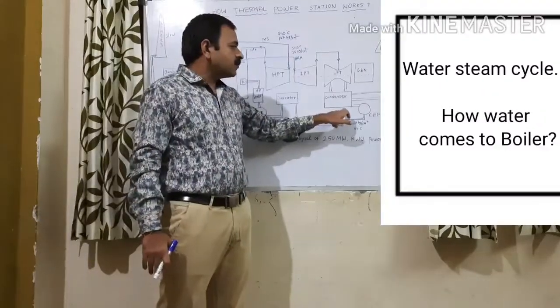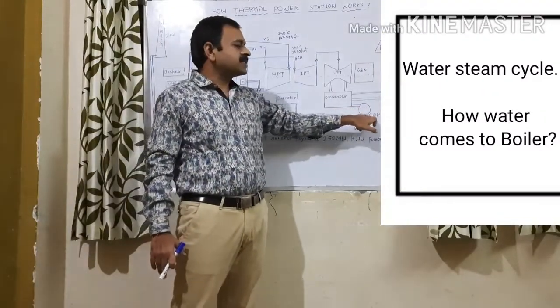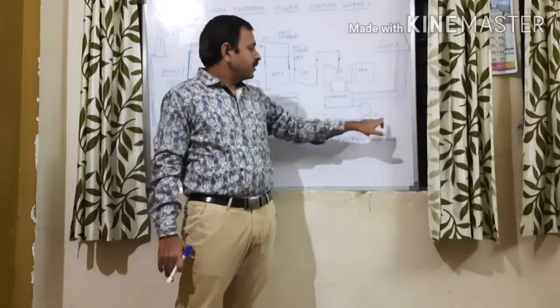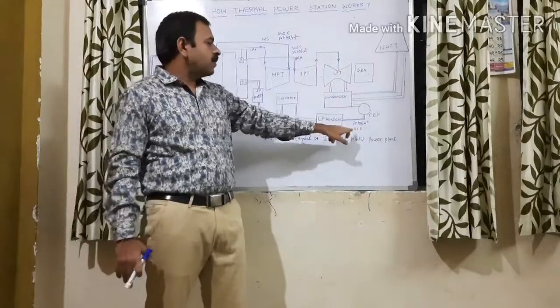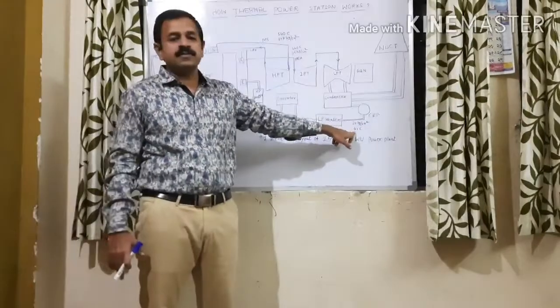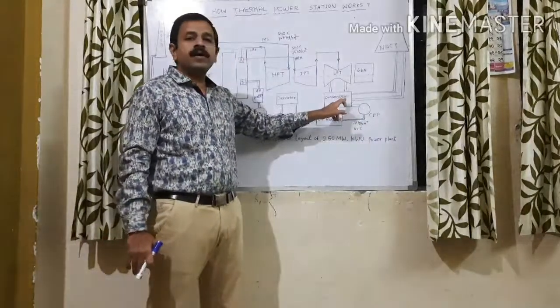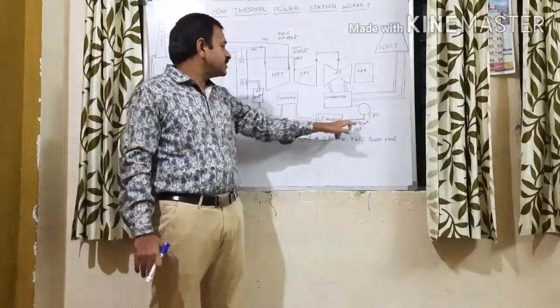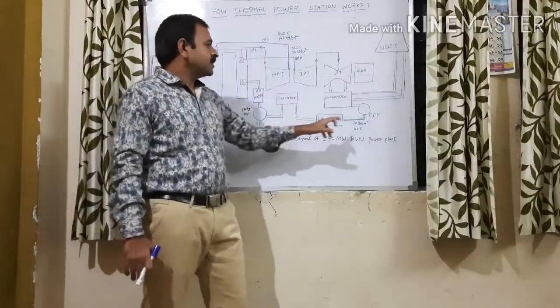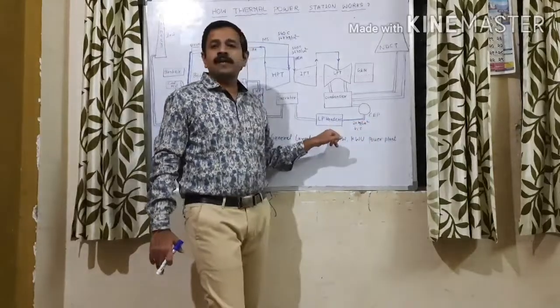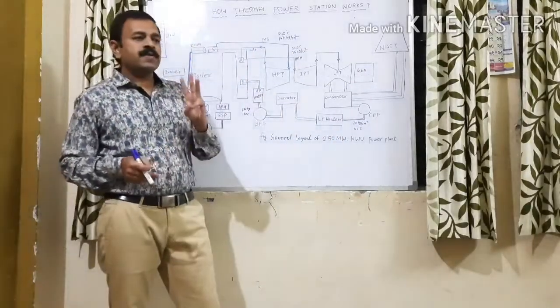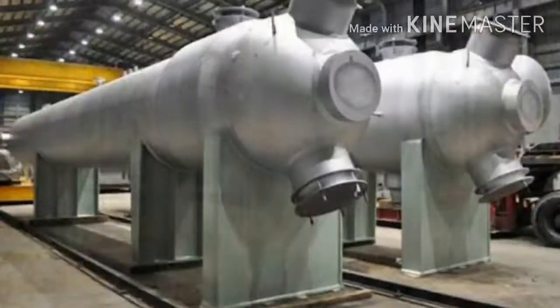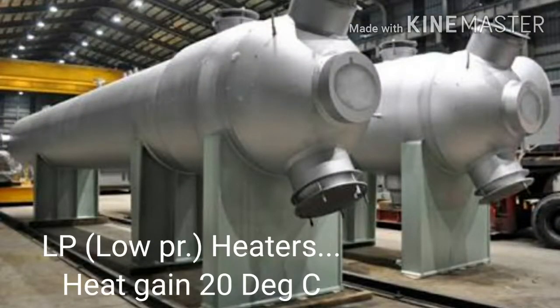This hot well water will be lifted up with the help of the condensate extraction pump, called the CEP. CEP discharge pressure is 20 kg per centimeter square, at a temperature of 45 degrees Celsius. This CEP will lift the water from the hot well and send it to the deaerator. Then after the CEP we have the LP heaters. They are called low pressure heaters.